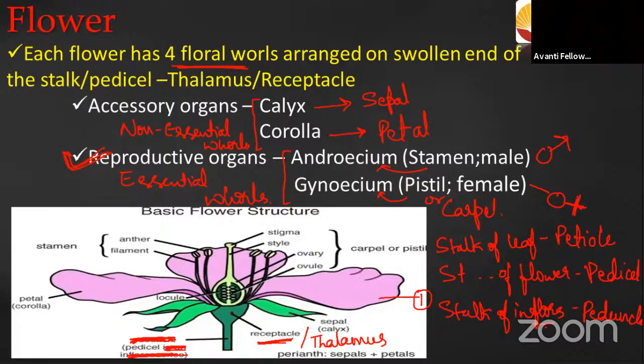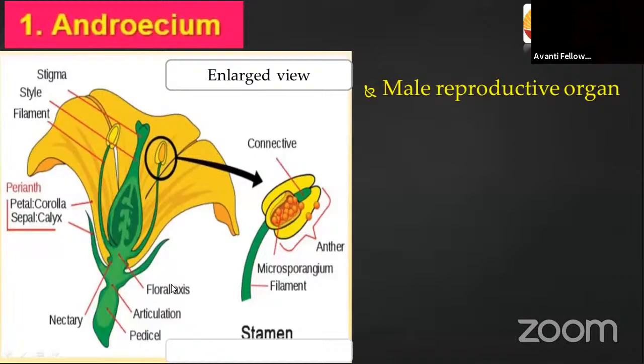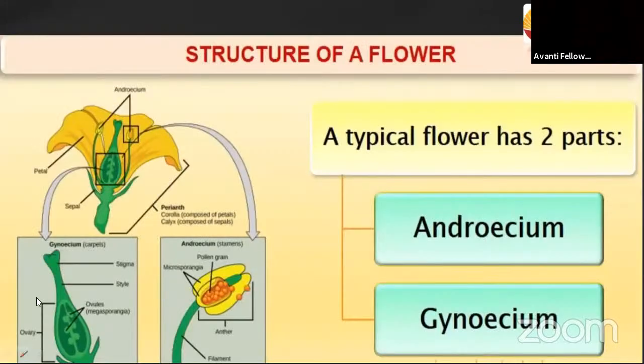After the pedicel, this is the receptacle, and there are many sepals collectively called the calyx, and many petals, that is the corolla, and these two are the female and male parts. We will study the gynoecium and androecium in detail now. So, structure of a flower. A typical flower has two important reproductive units, that is androecium and gynoecium. As I told you, androecium is the male part and gynoecium is the female part.